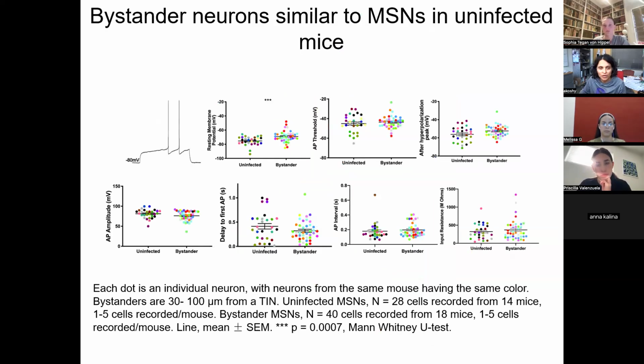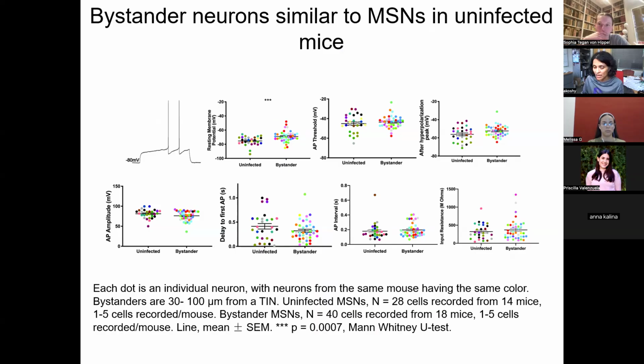Okay, so if you look at bystander neurons, so these ones are the uninfected neurons, meaning neurons in an uninfected brain, and then these are bystander neurons, so close to a green neuron but not green. And if you look at this, they pretty much are the same in all these parameters, except for this resting membrane potential. So the bystanders have a slightly higher resting membrane potential than a medium spiny neuron in the uninfected brain.